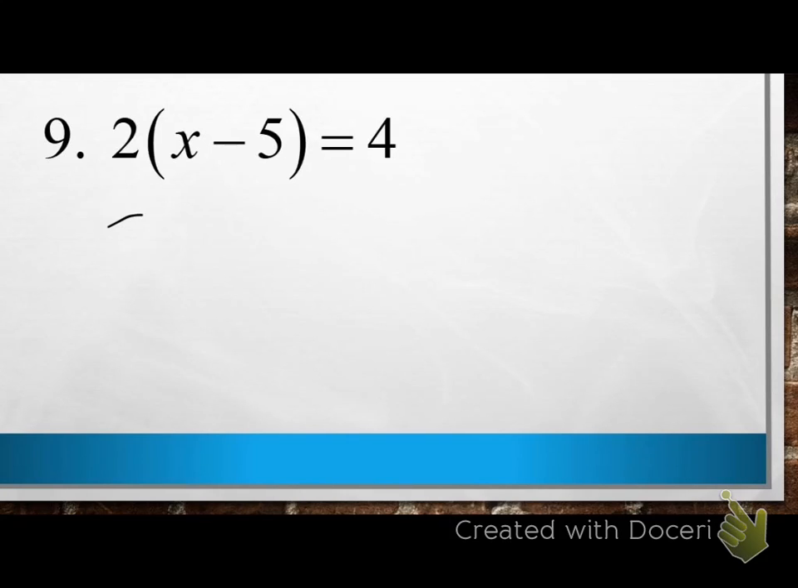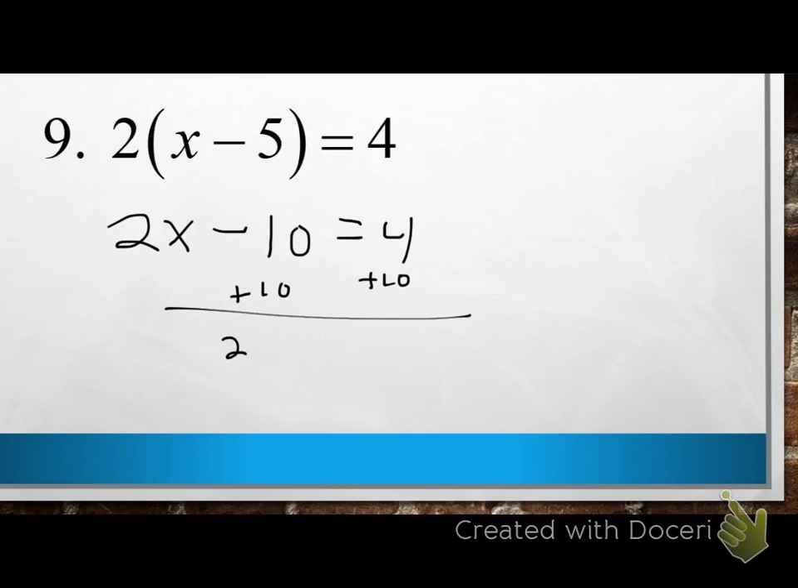Oh yeah, 2x minus 5, right? No. Why not? Oh, I have to distribute it all the way through. Then what? Tell me what to do. Add 10. I like it. To each side. There we go. So 2x equals 14. Then what? Divide by 2. What's 14 divided by 2? 7. You all can do that, can't you?